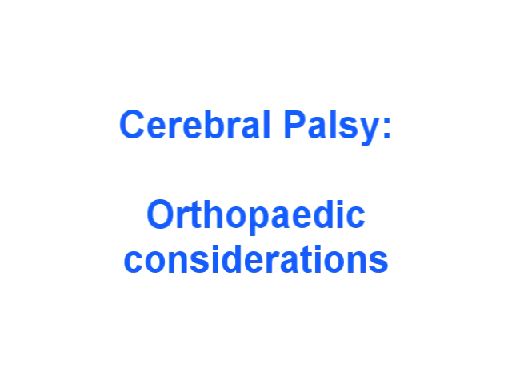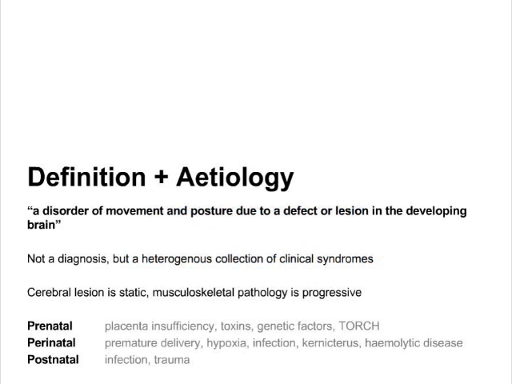So cerebral palsy is defined as a disorder of movement and posture due to a defect or lesion in the developing brain. It's important to note that it is not a diagnosis per se, but a heterogeneous collection of clinical syndromes grouped because of their similarities. And it's also very important to note that the cerebral lesion is static, but the musculoskeletal pathology is progressive as a result.